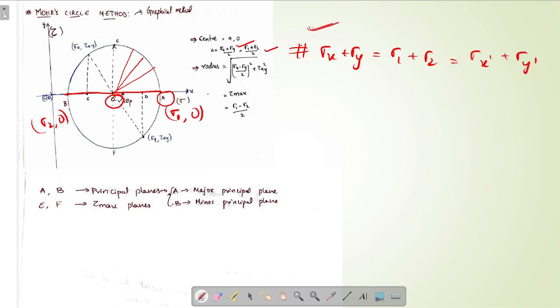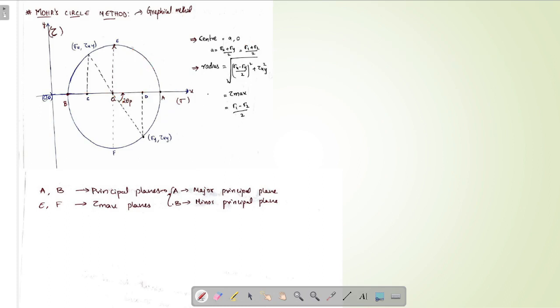If we remember this, then if in some questions they give sigma x and sigma y and one principal stress, and they ask for the other principal stress, we can easily find it. If you want to know how we have obtained this, we can see it in this circle. If we observe these two triangles, these two are opposite angles, so these two angles are equal. This is tau xy and this is tau xy. This is the radius of the circle and this is the radius of the circle. So these two lengths are equal.